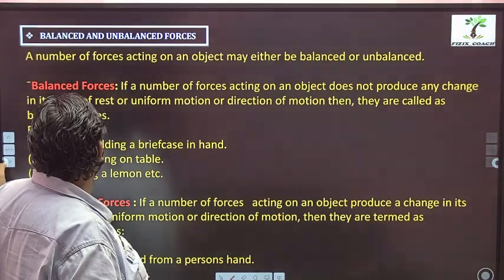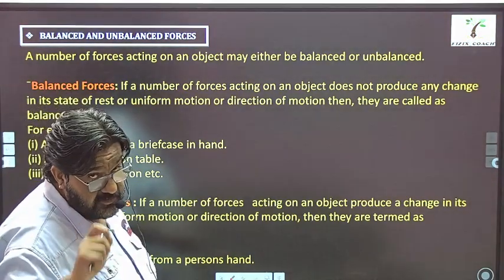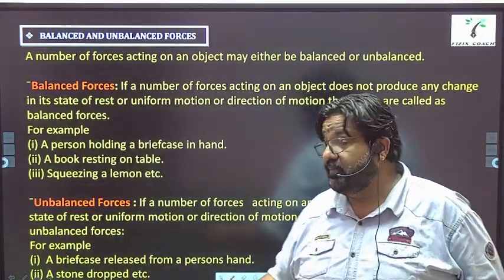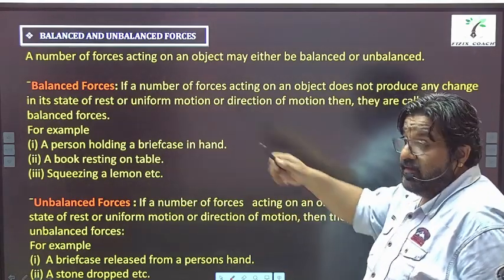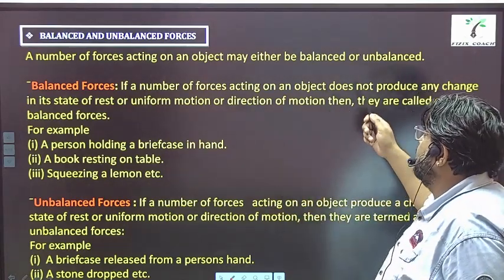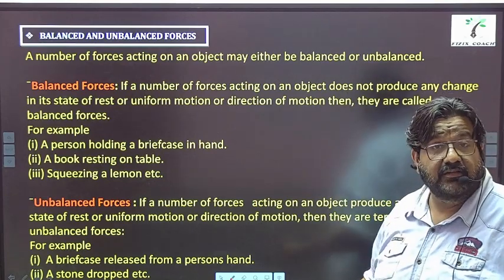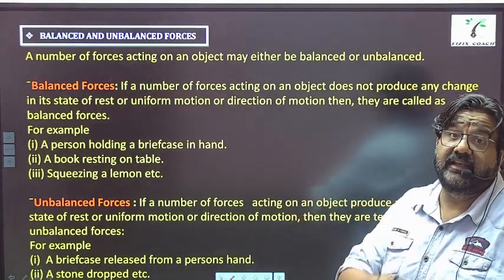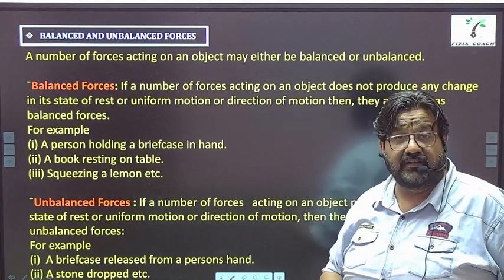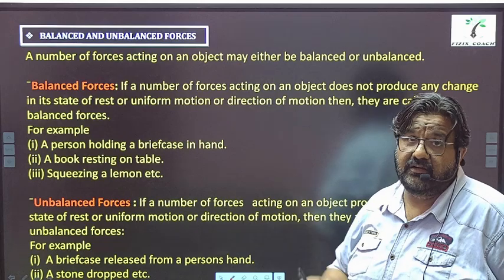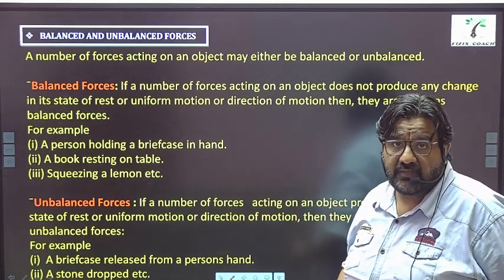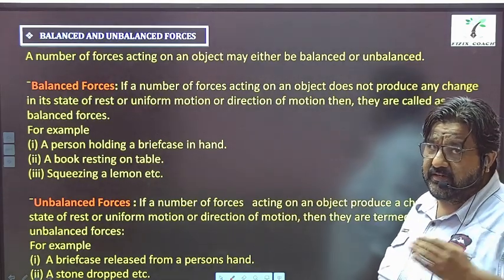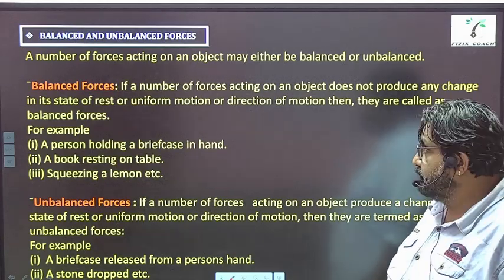Let us write this down properly. This is the proper language which you should write down and remember. See, there are a number of forces acting on an object. They might be either balanced or unbalanced. Now, what are balanced forces? You should carry a notebook and a pen with you whenever you attend the class, and please write down, make your notes. Okay? So what are balanced forces? You can always pause the video, write it properly, and then continue.